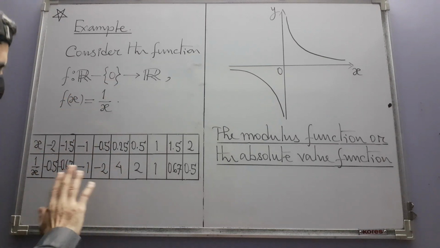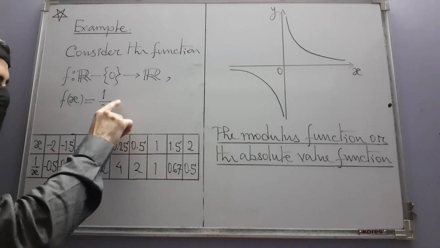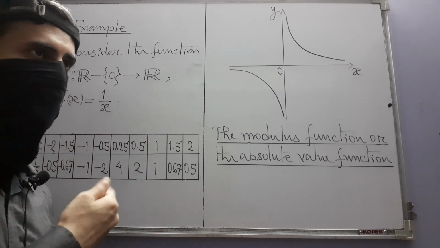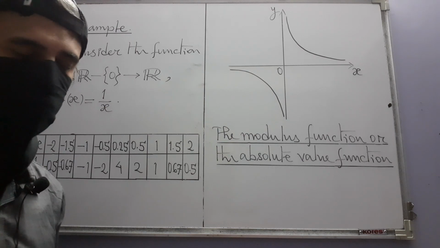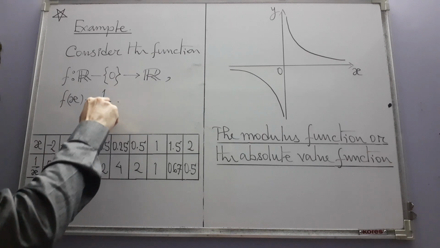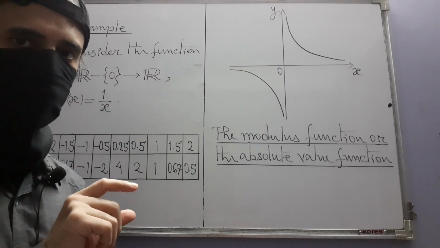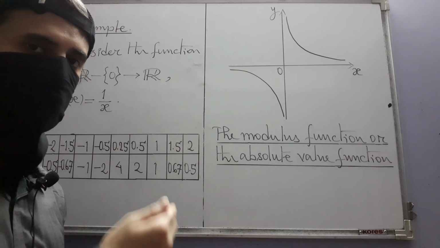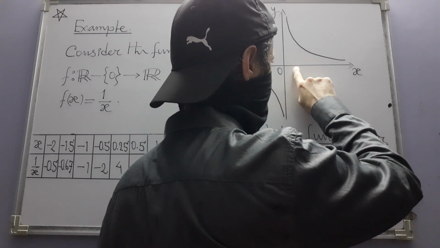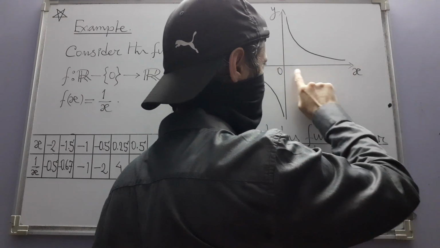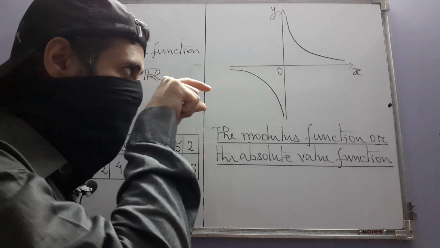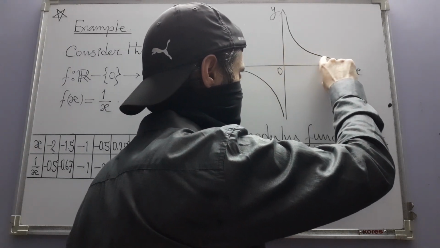You can just, instead of looking at these values, simply think of what this function does. Say you take a very large positive value of x. Say x equal to 1000. Then f of x is 1 over 1000. That is a small value. And the larger x becomes, the smaller 1 over x becomes. And that is why as you go further and further away from the origin towards the positive side, the y value becomes smaller and smaller, and that's why the graph is going down.